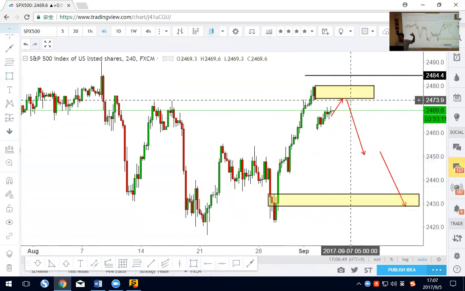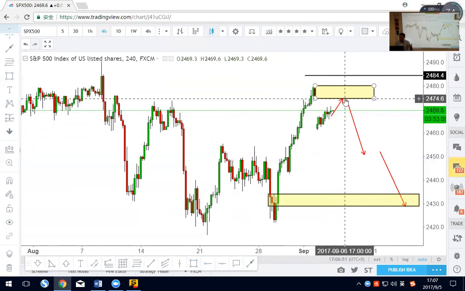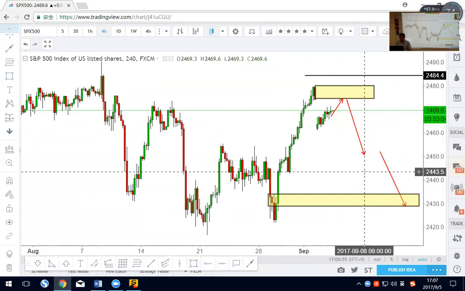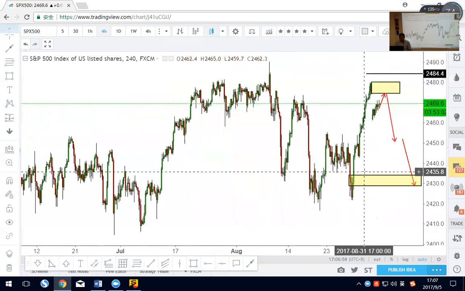So we have downside room and we want to short the pullback. First level 2450, second level 2430. That is the view for the S&P.